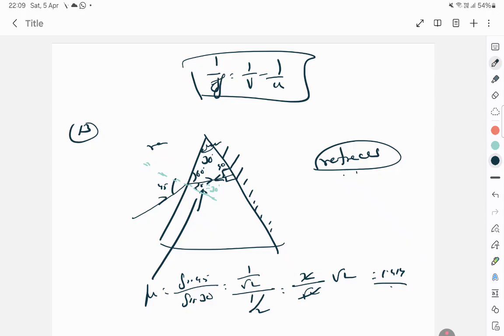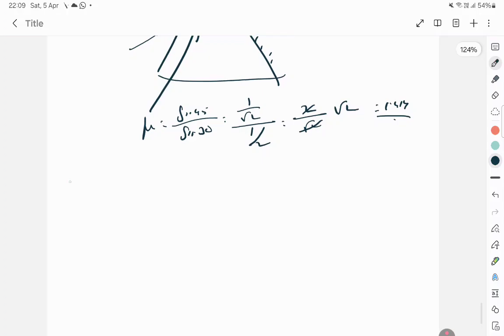So that completes it. Retraces means it has to fall normally. If you don't know this, you could not have done this sum. So let's go to the 14th question.